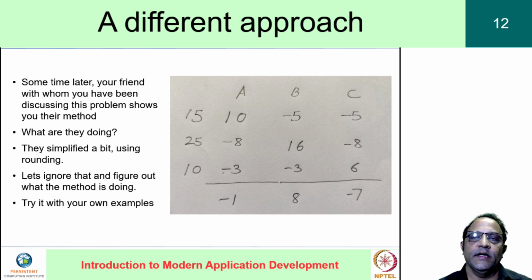They have simplified it a bit. They are using rounding, so the answers aren't really exact. But let's ignore that for now and figure out what it is that the method is doing. Think about these methods and try them out with your own examples. These are simple examples of how we go around understanding problems. You try out examples, you sketch them, you see what happens, and keep the thought around to understand that you have chosen a reasonably decent model of whatever it is that you have set out to do.